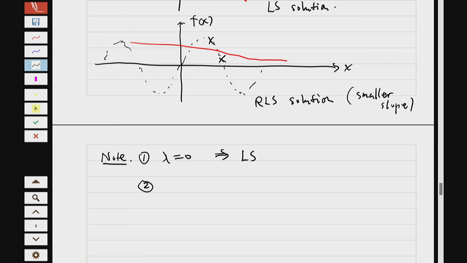Very good. The question is, how do we find the best lambda? How do we choose lambda? Any suggestions? How do we sweep? When you sweep, how do you know it's good or not? What do you mean by trial and error?